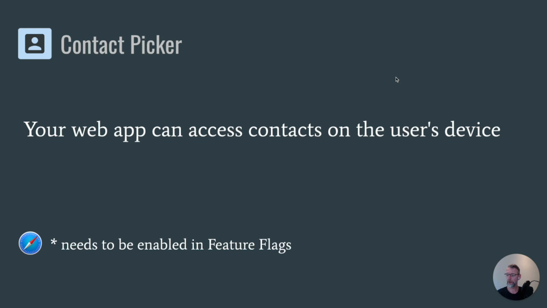The contact picker is now almost supported on all platforms as well. It means that your web app can now access contacts on the user's device, which can of course come in handy when you have a web app that needs to communicate through phone numbers or email addresses or something. On iOS you still will need to enable this manually because it's still behind a feature flag. I have to say that it's been behind a feature flag for quite a while, so I suspect and hope that this will be enabled by default in the near future.